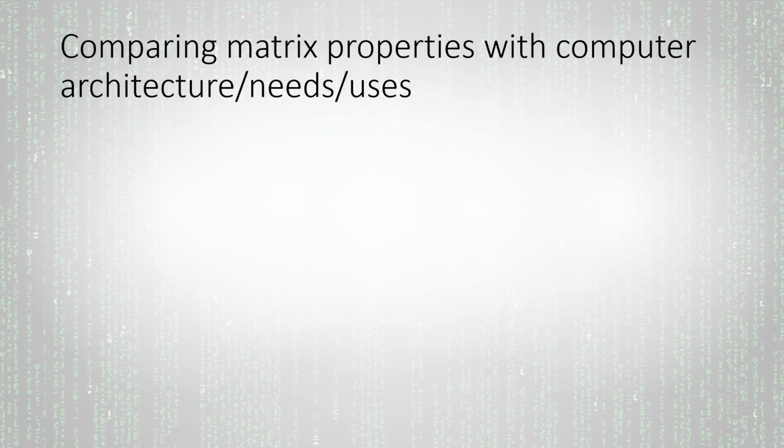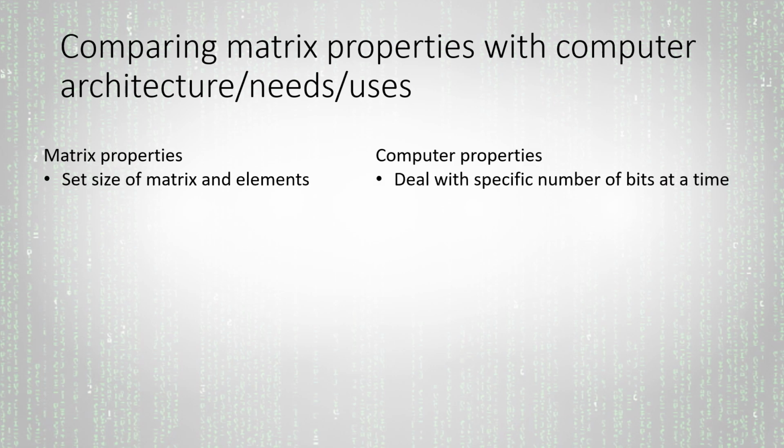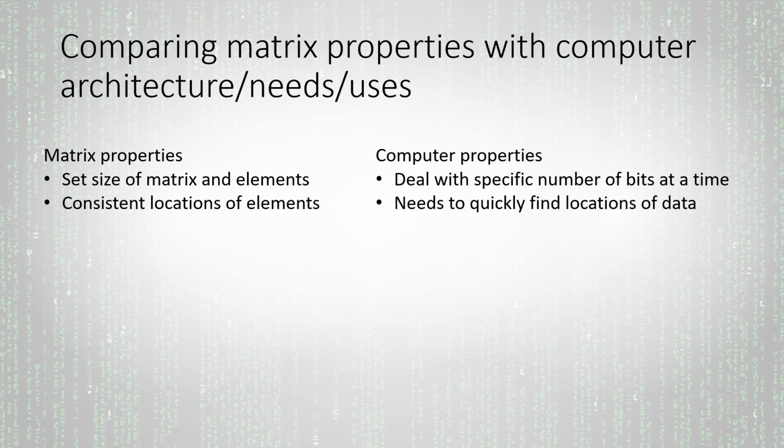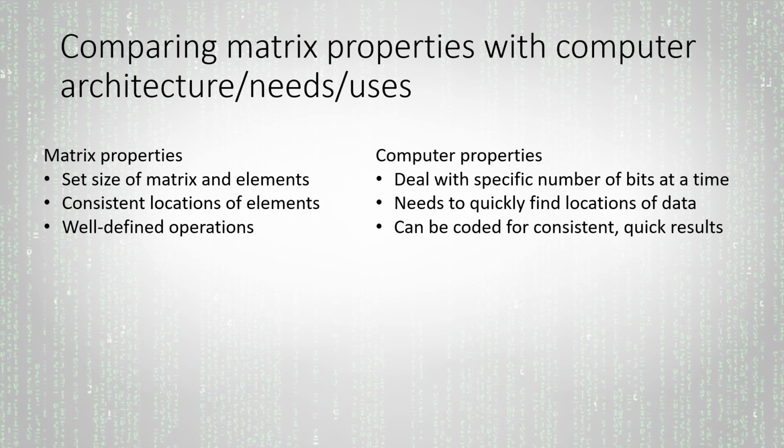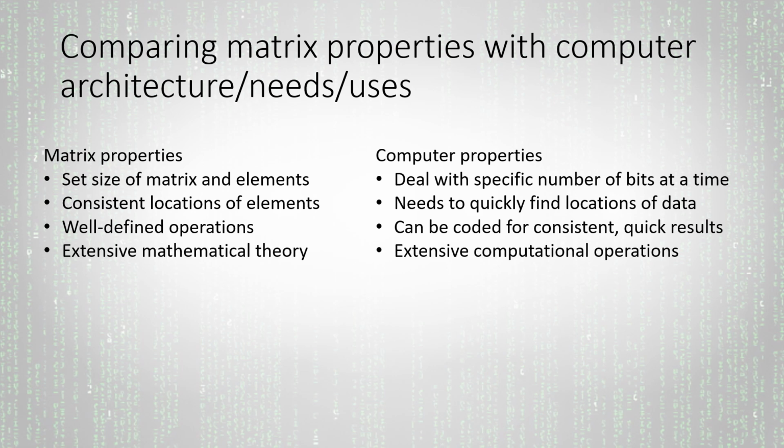Now let's look at matrix properties and computers' needs. A matrix has a set size and a set number of elements. Computers deal with specific numbers of bits at a time. Matrices have consistent locations of elements, and computers need to quickly find specific locations of data. Matrices have well-defined operations, and computers need consistency and can use matrices to make consistent, quick results. Matrices have extensive mathematical theory behind them, and computers can use that for extensive computational operations.